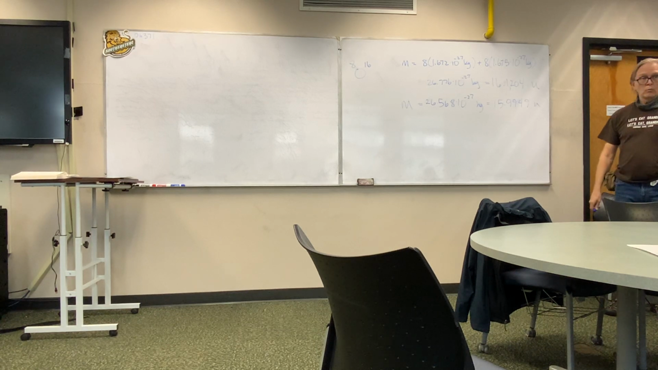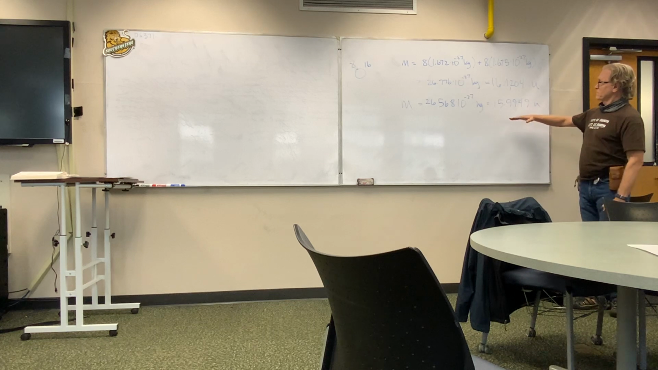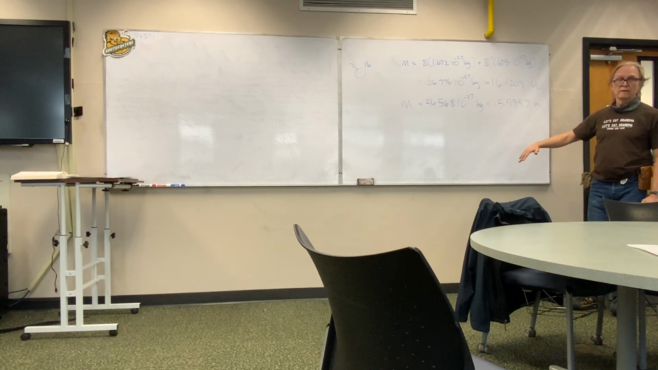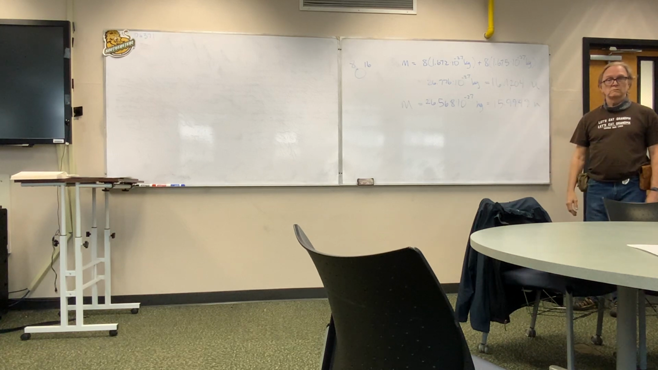So, any ideas? What would the theoretician say when an experimentalist comes in and says, I measured 15.9949? And the theoretician says, no, it should be 16.1204.